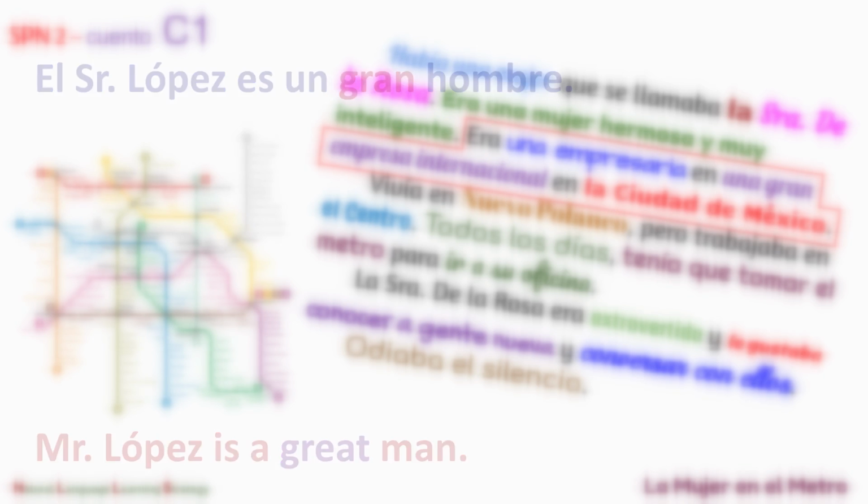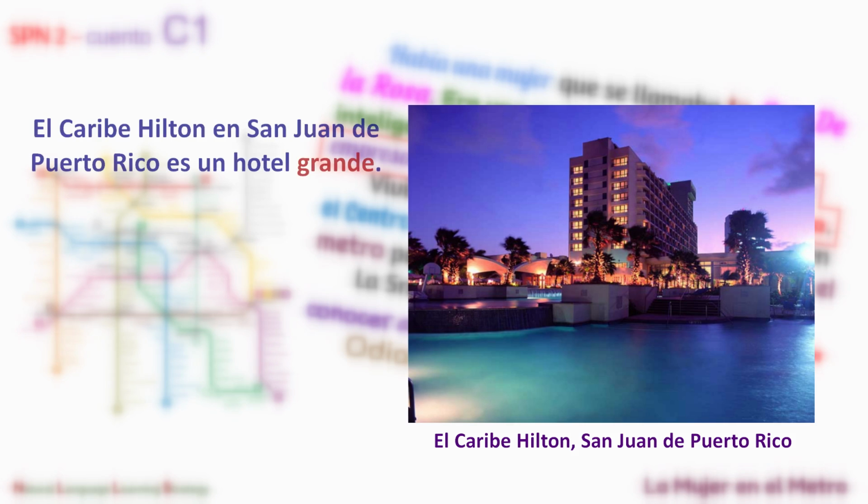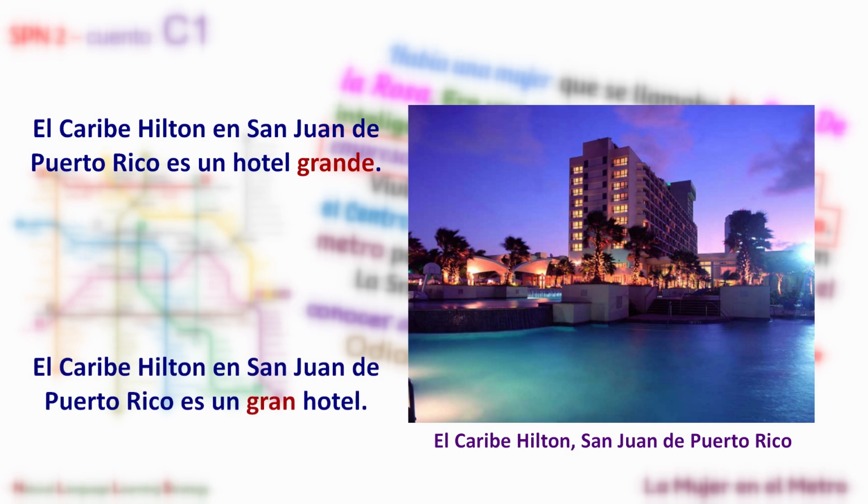Another example. Here's a photo of El Caribe Hilton in San Juan de Puerto Rico. As you can see, it's a big hotel. You could also call it a grand hotel. So you could say, El Caribe Hilton en San Juan de Puerto Rico es un hotel grande. The Caribe Hilton in San Juan, Puerto Rico is a big hotel. El Caribe Hilton en San Juan de Puerto Rico es un gran hotel. The Caribe Hilton in San Juan, Puerto Rico is a grand hotel.